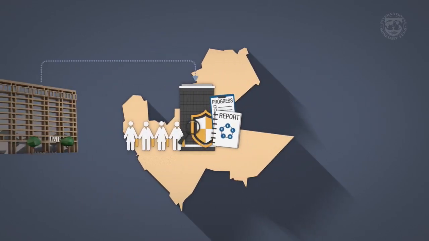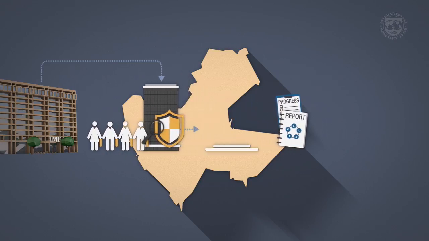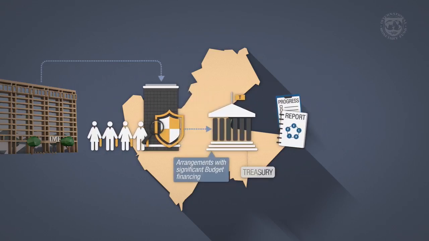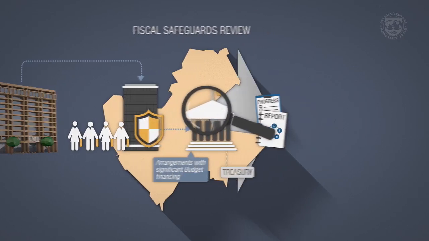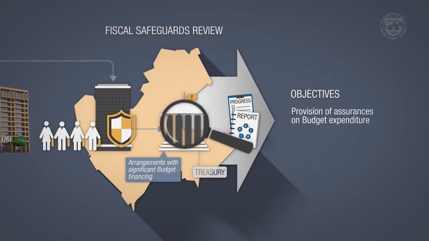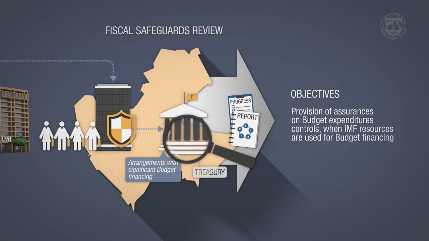While assessments focus on central banks, IMF arrangements that involve exceptional access with significant budget financing for governments may require a fiscal safeguards review. The broad aim of fiscal safeguards reviews is to provide some assurances on the controls on budget expenditures in cases where IMF resources are used to finance the budget.